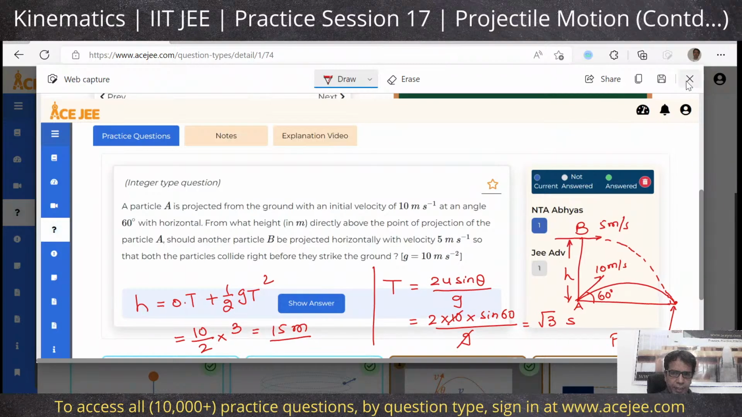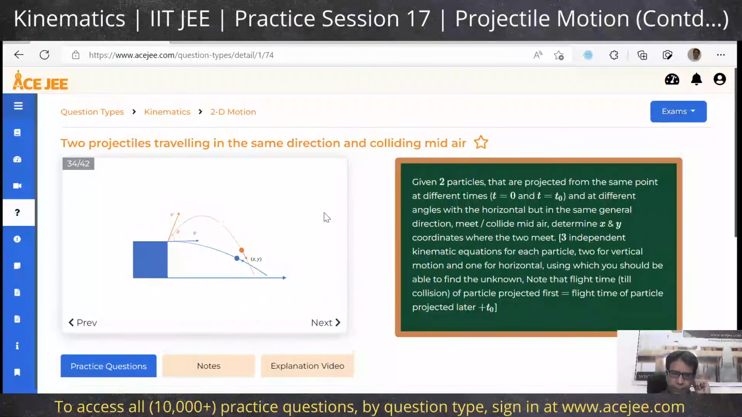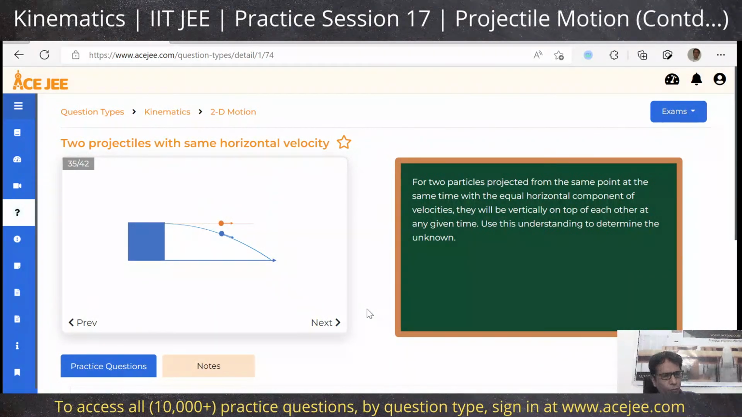Let's move on to the next question type. And this is the last question type for the day. In fact, the last question has some of the things from this question type. Here we will look at scenarios wherein the two projectiles have the same horizontal velocity. What does it mean? If two particles at initial time t equals 0 are vertically above each other, then they will always remain vertically above each other. Is that understood?